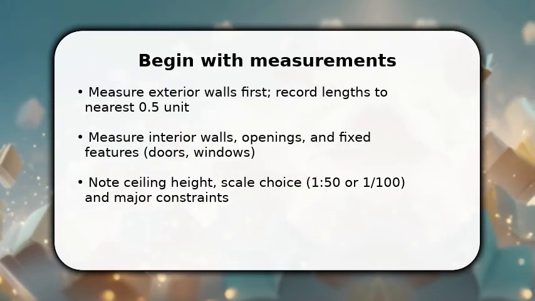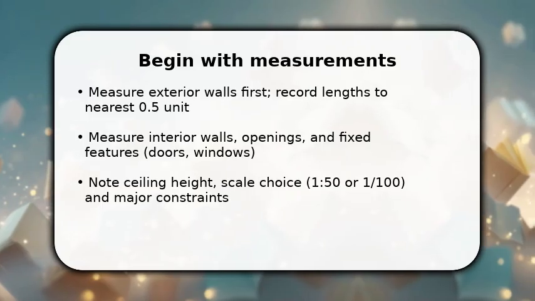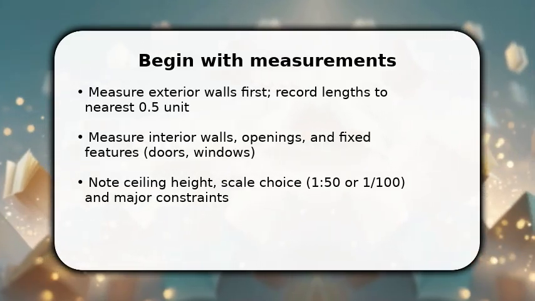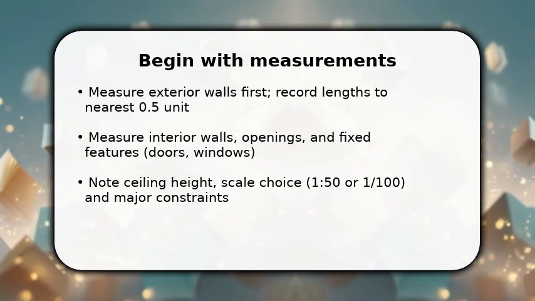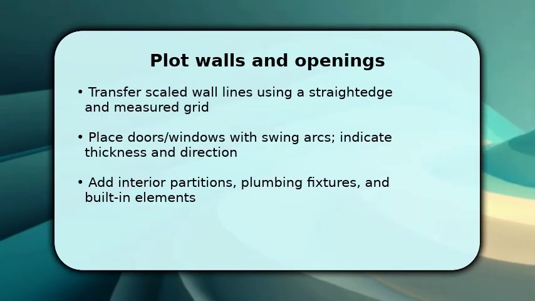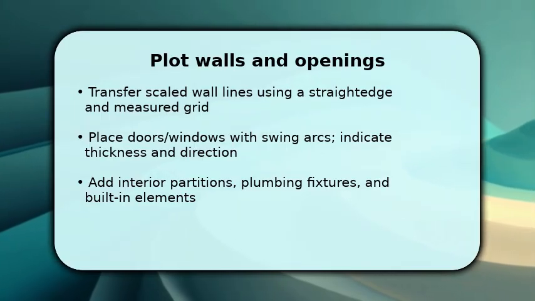Mark fixed elements, staircases, chimneys, window heads, because they control circulation. Making these decisions early prevents rework later. With your scaled measurements, draw exterior walls first using a ruler. This frames the plan and sets proportions.